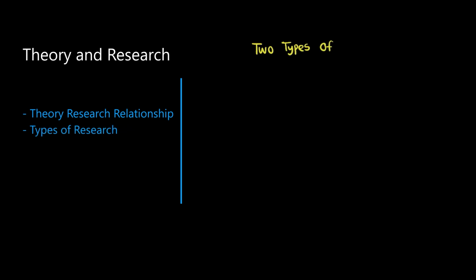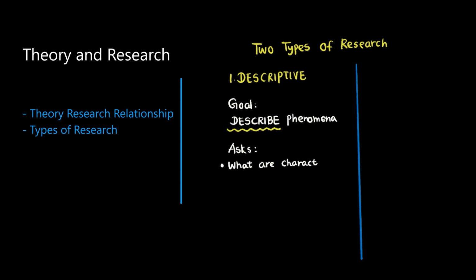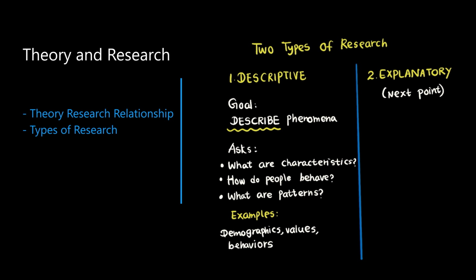There are two main types of sociological research: descriptive and explanatory. Descriptive research seeks to describe social phenomena. What are the characteristics of this group? How do people in this situation typically behave? What are the patterns we can observe? For example, you might describe the demographic characteristics of college students, the values of rural households, or the behaviour patterns of social media users.